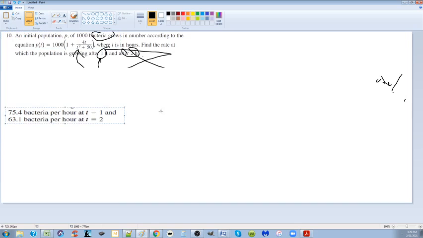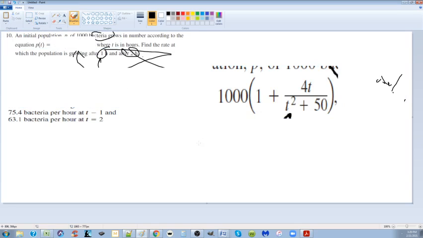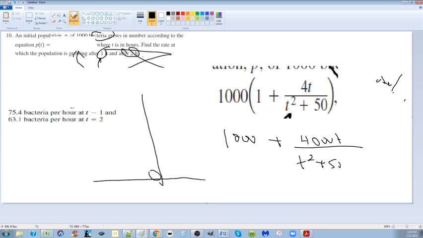Okay. By the way, this is an interesting graph, because if you look at it here, it's 1,000 bacteria plus 4,000 t over t squared plus 50, which means at 0 there's 1,000 bacteria. And at first, when the time passes, it's going to be 1,000 plus 4,000 times, let's say it's 1 in there, divided by 51. So it's 4,000 divided by 51. It's going to be quite a big jump. It's going to jump up like that.